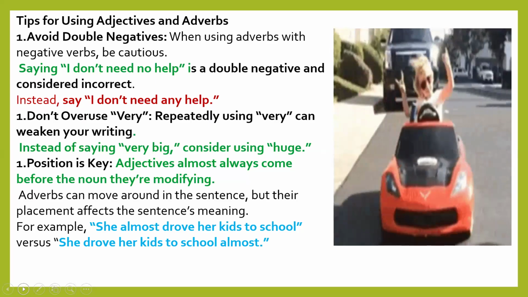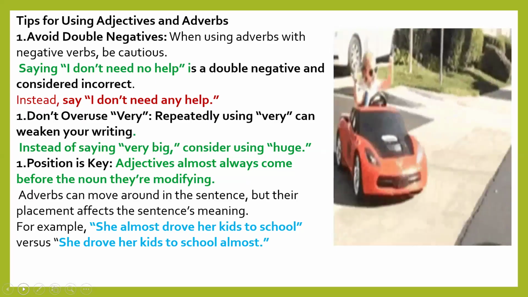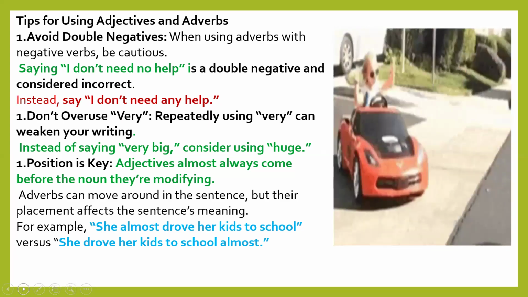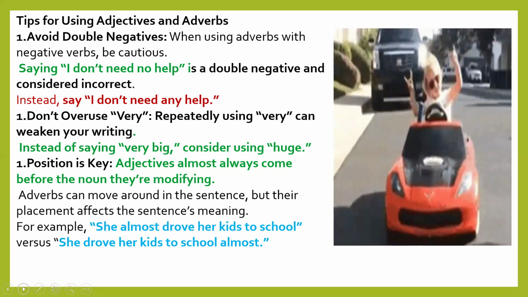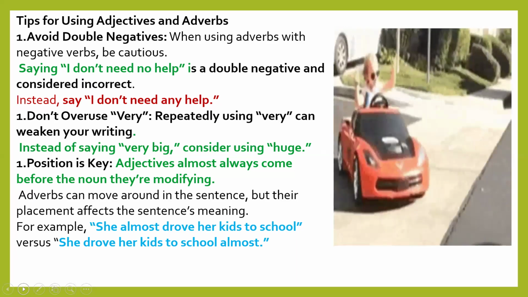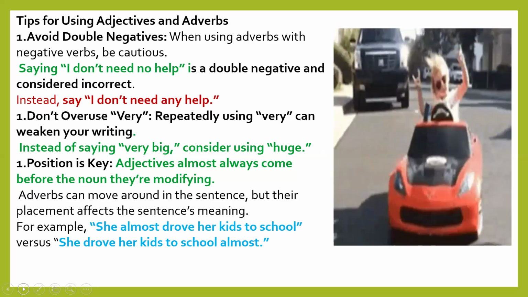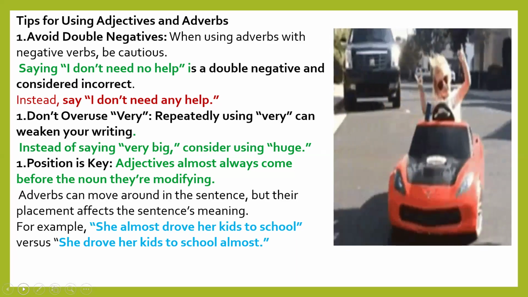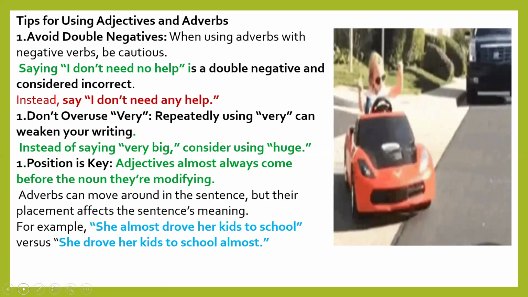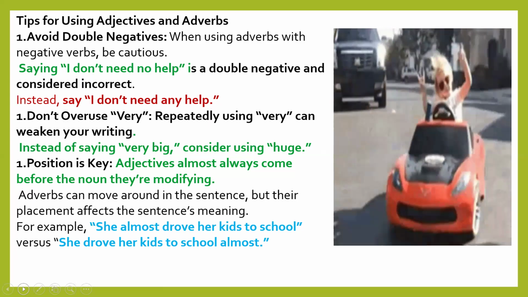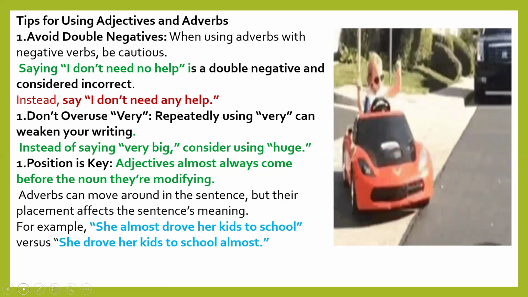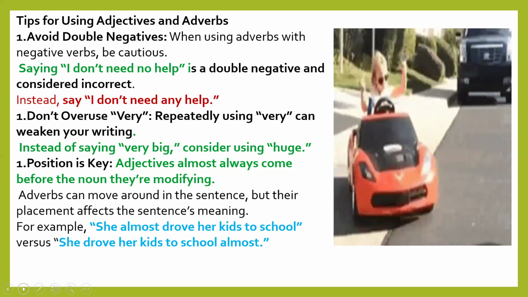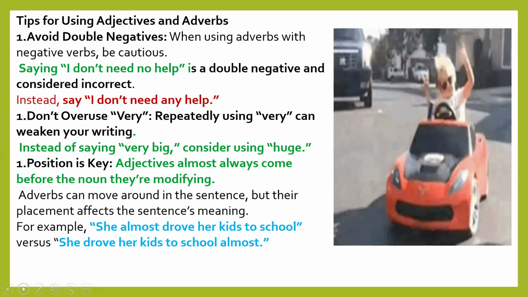Second, don't overuse very. Repeatedly using very can weaken your writing. Instead of saying very big, consider using a stronger word. So no need to overuse very. Third is position is key. To recap: first is avoid double negatives, second is don't overuse very, third is position is key.